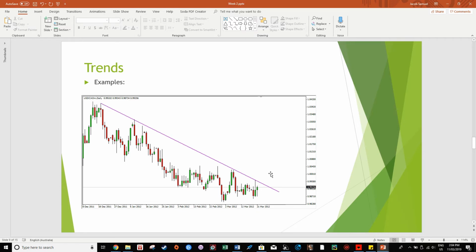If you draw a resistance line using the bodies, then you would have a touch there, and a touch there also. Yeah, 100%. That's valid. Exactly right. But then it's different from what he's saying.